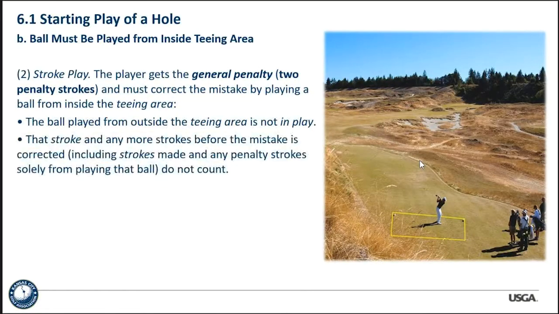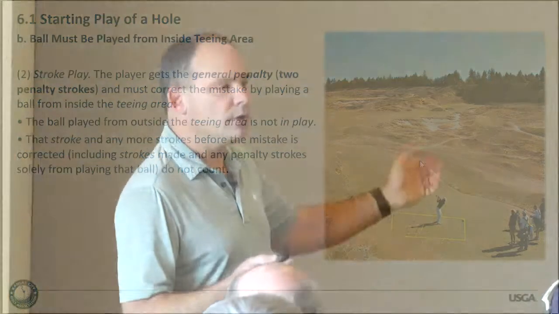The strokes made before the mistake is corrected, including strokes made and any penalty strokes solely from that ball, do not count. So if I play from outside the teeing area and I play the entire hole and hit 6 balls out of bounds, move my ball in play 3 times, and make a 27, I'm going to go back to the tee and hit 3. Everything doesn't count in that situation for that ball because it was never in play.